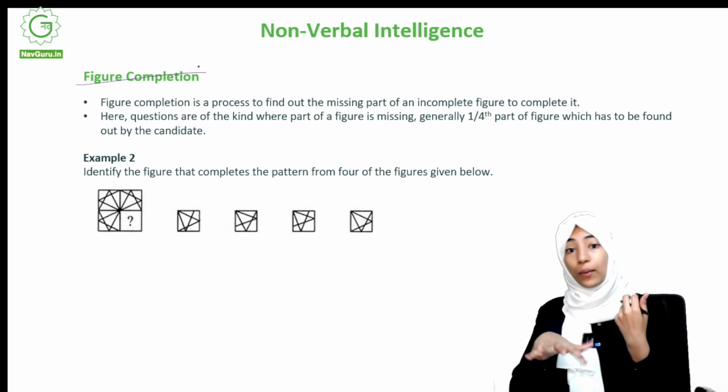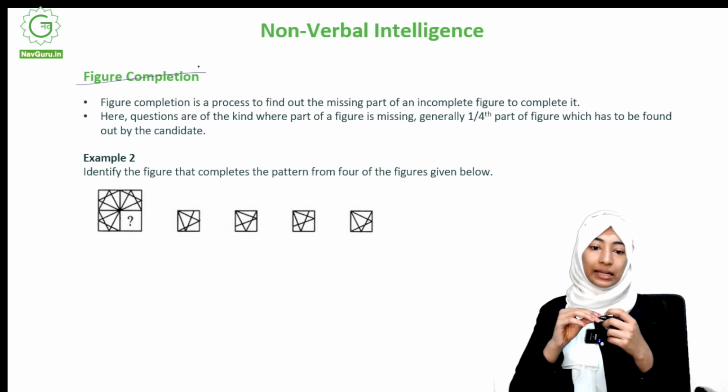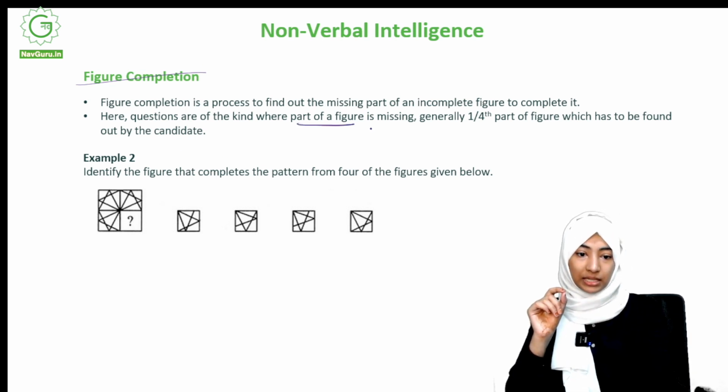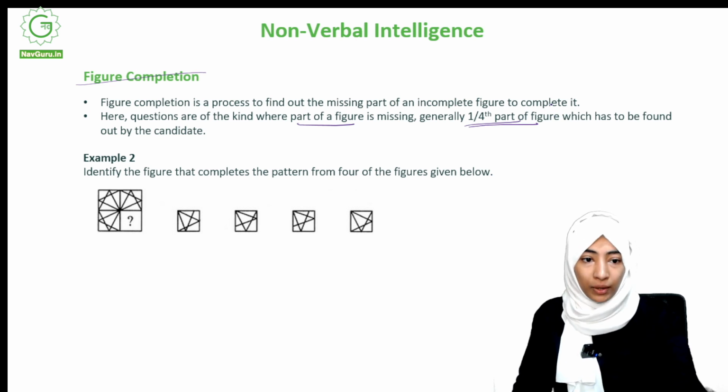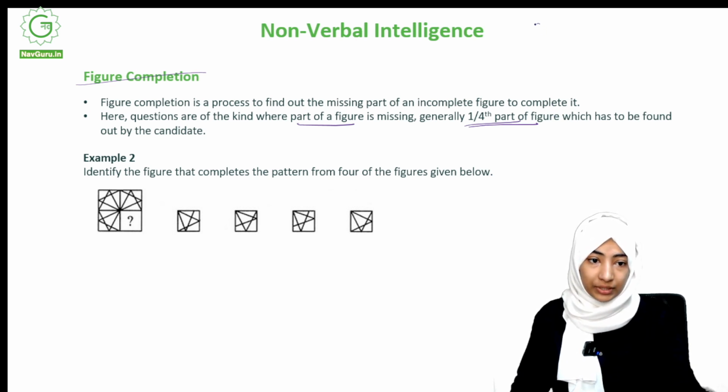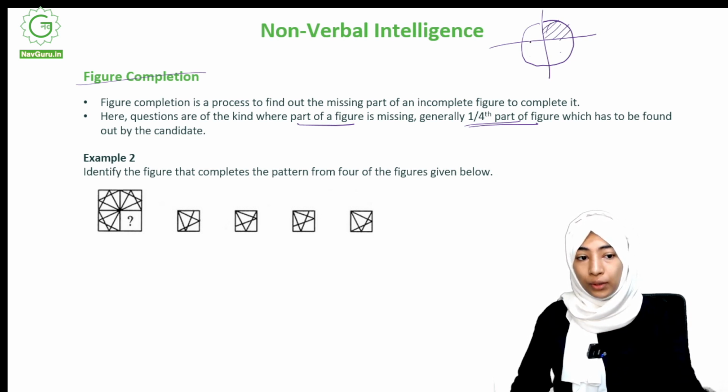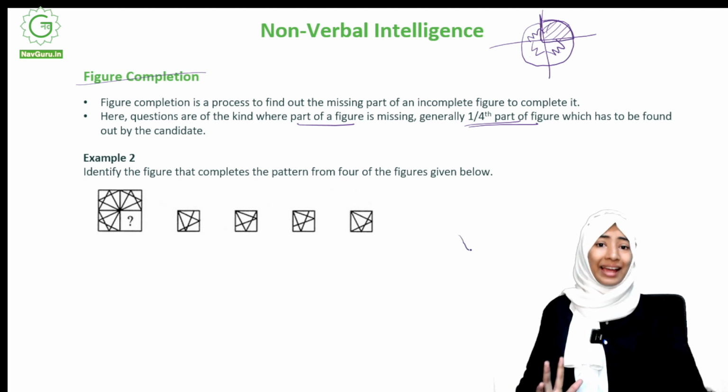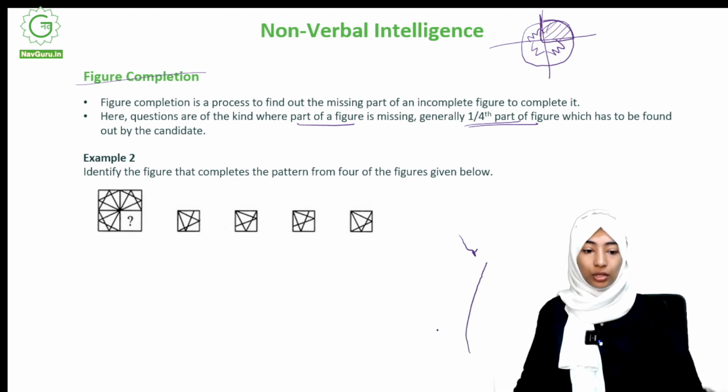So what kind of questions do you have under figure completion? Basically, the kind where part of a figure is missing, generally 1/4, which has to be found out by the candidate. What do we mean by 1/4? I think you guys know this. For example, I have a circle here. There are 4 parts of a circle. This is 1/4. So when you say 1/4 is missing, you will know how the figure looks in the other three parts, and you might be asked to find out how it looks in this part. It doesn't necessarily have to be 1/4, but it usually is.